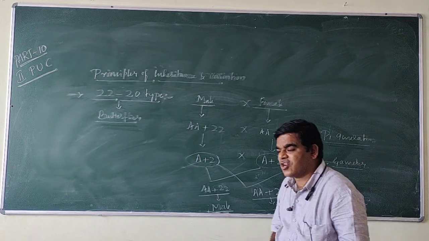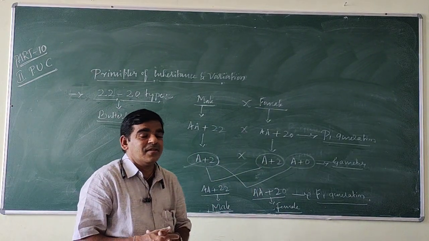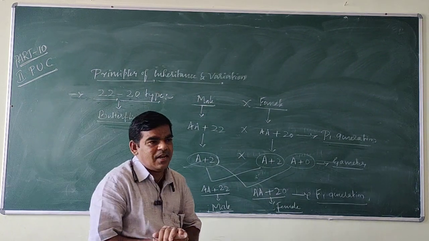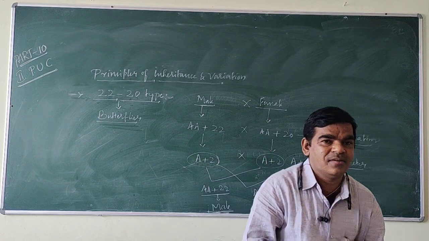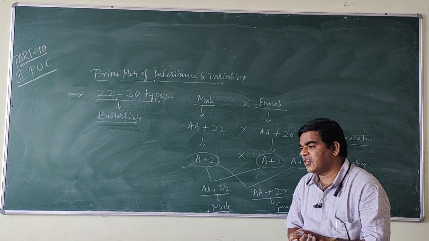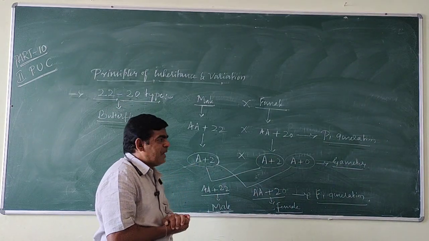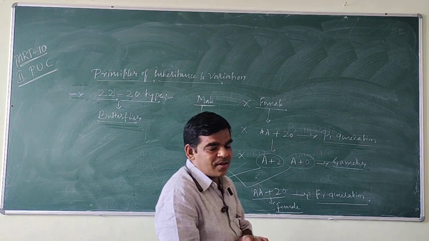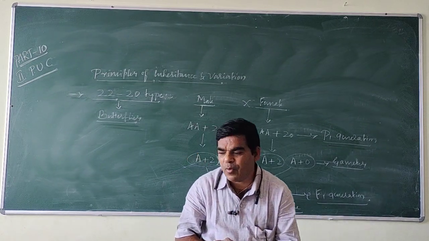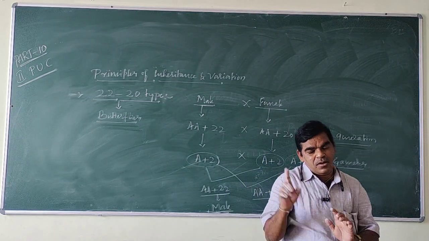Okay. Next class, tomorrow, I will discuss sex determination in honeybee. Sex determination in honeybee is also called the haploid-diploid method, or haplodiploidy. Okay, thank you.